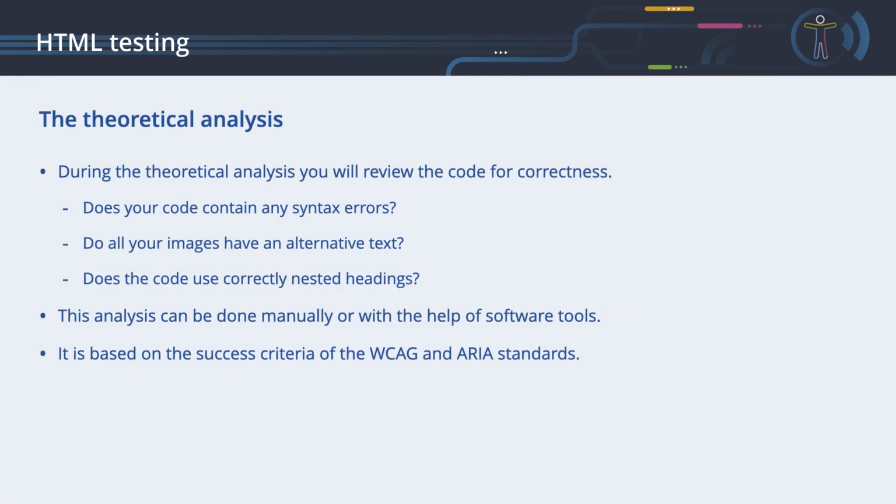During the theoretical analysis, you will review the code for correctness. Does your code contain any syntax errors? Do all your images have an alternative text? Does the code use correctly nested headings? This analysis can be done manually or with the help of software tools. The theoretical analysis is based on the success criteria of the WCAG and ARIA standards.